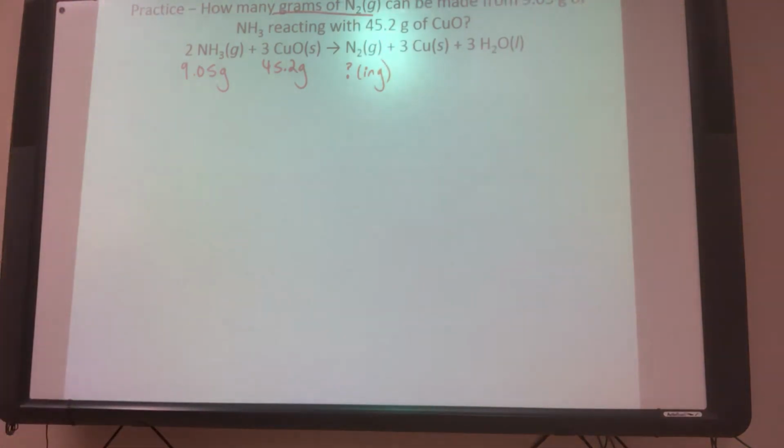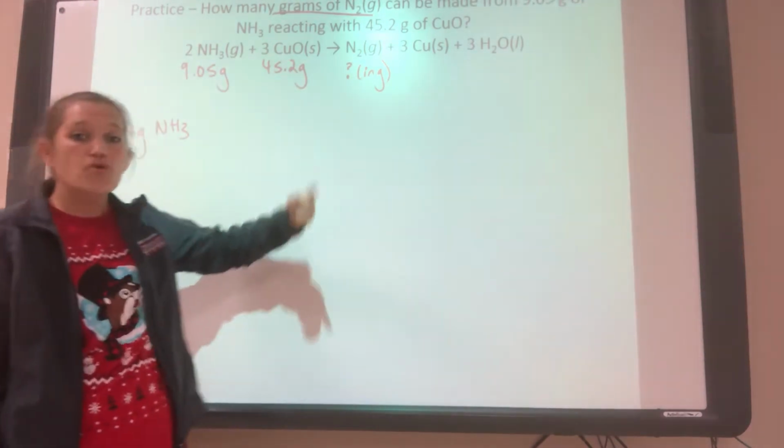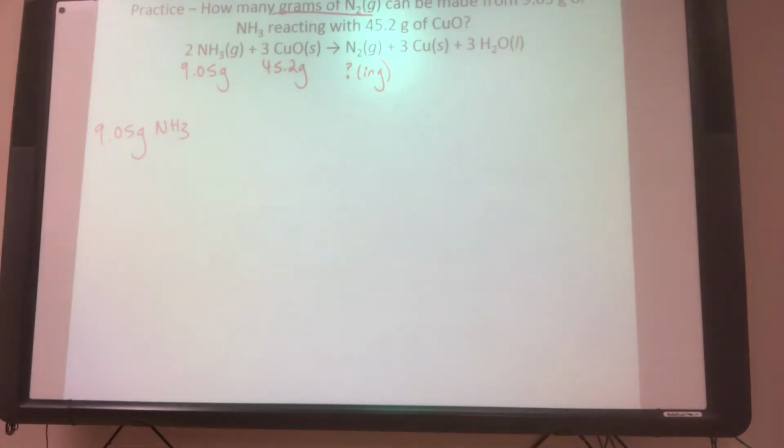Okay? So I have 9.05 grams of NH3. I want to go from NH3 to N2. The only way I could go from him to him is through the mole. So I have grams, but I want moles. So I go from grams of NH3 to moles of NH3. How do I go from grams to moles? The weight. I go on the periodic table, find the mass of N, find the mass of H, add it all up, and that gives me 17.03. Does it go on top or bottom? Bottom. So now I have moles of NH3.